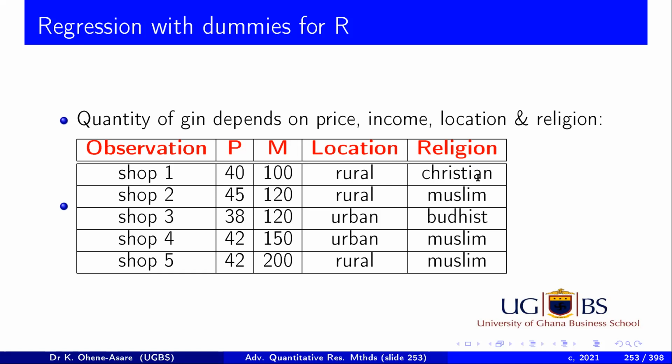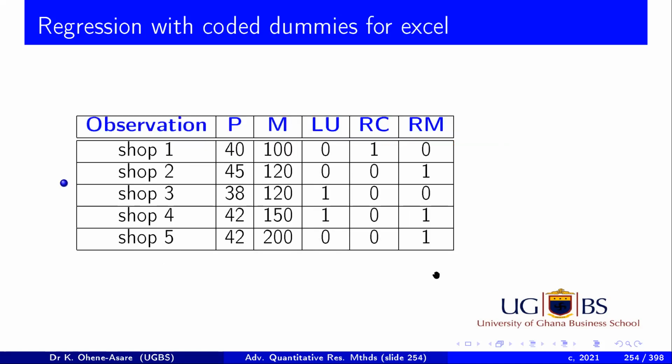The same thing with religion. We can say that anything Christian should be what? 1. Anything Christian should be 0. All other things that are not Christian should be 1. So I'm now creating a dummy column for Christian. What would that be? The first one, which is Christian, will be 0. The next one, Muslim, will be 1. Buddhist will be 1. Muslim will be 1. Okay, and that is what you see there, for this first column for Christian. That is what I did for Christian.